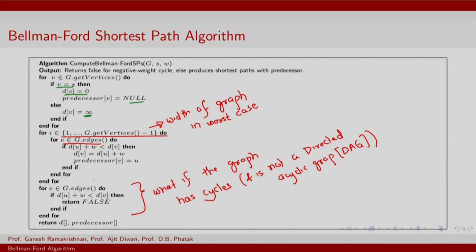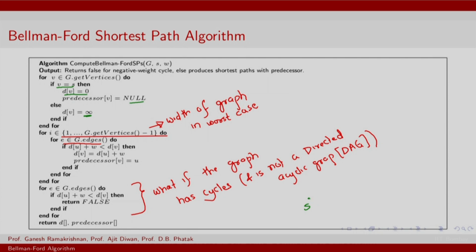And here is a test. If the shortest path can be further reduced even after V minus 1 iterations, then it appears that there is a cycle, that is, there is a path from S to some particular node that involves a cycle. Let us illustrate this with an example.